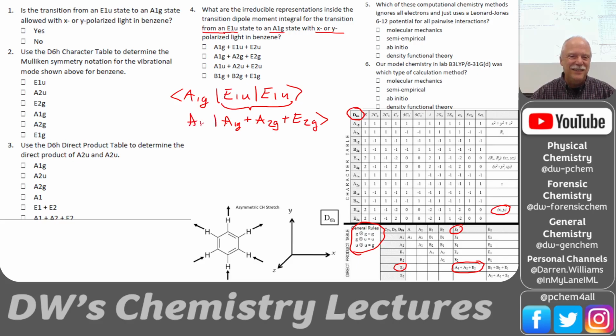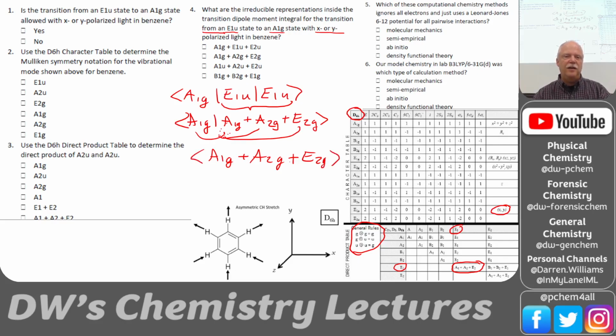And then A1G over here. Okay. Now A1G times anything is going to just give you that thing. So then this times all of these is just going to give you those back. So we're going to have A1G plus A2G plus E2G. So that's inside that integral. And so that's what we mean by the irreducible representations inside the transition dipole moment integral. So after we do the direct products, this is what we have. And so here, it's this one. A1G plus A2G plus E2G.